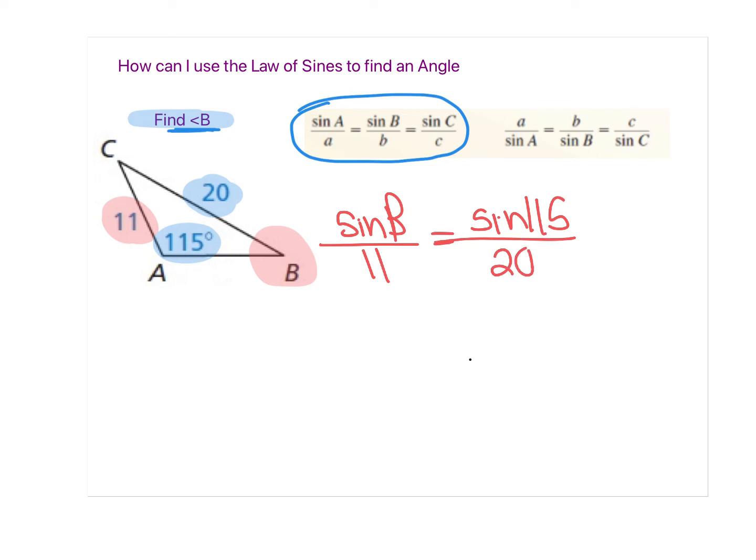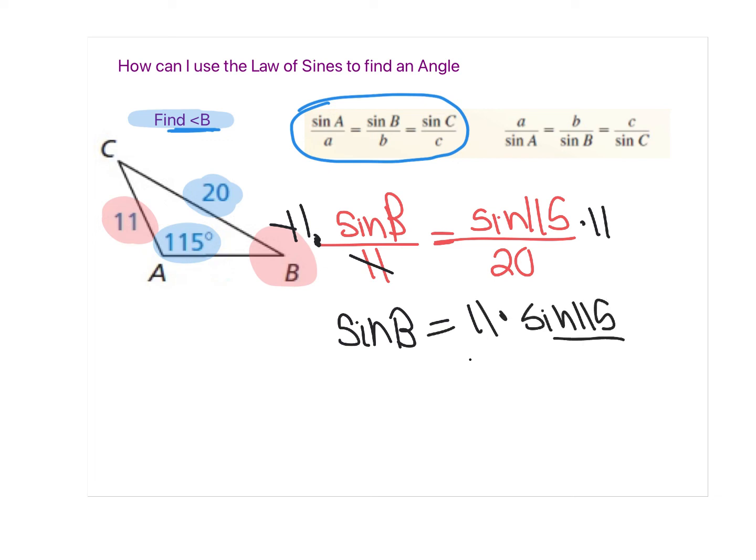Again, the reason that I put my missing sine of B in the numerator is that now all I have to do to get sine of B by itself is multiply both sides by 11. Those will cancel, and I'm left with the sine of B equals this whole mess: 11 times the sine of 115 divided by 20. Okay, so we learned in class already, again, I should have scooted that 11 times the sine of 115 over just a little bit.